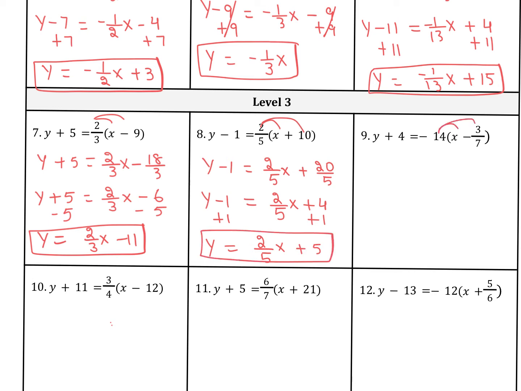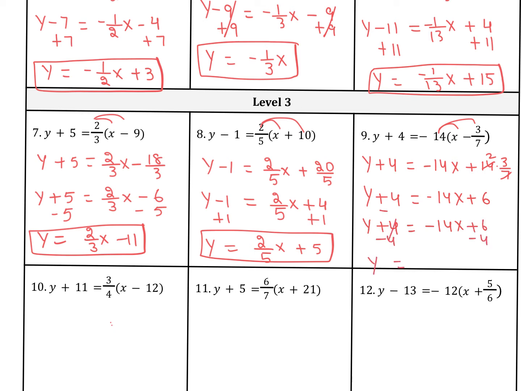Distribute negative 14 on the inside. You're going to get negative 14x plus 14 times 3 over 7, and that will give you negative 14x. 14 divided by 7 is 2, and 2 times 3 is 6. Y plus 4, and you're going to subtract 4. Y equals negative 14x plus 2.